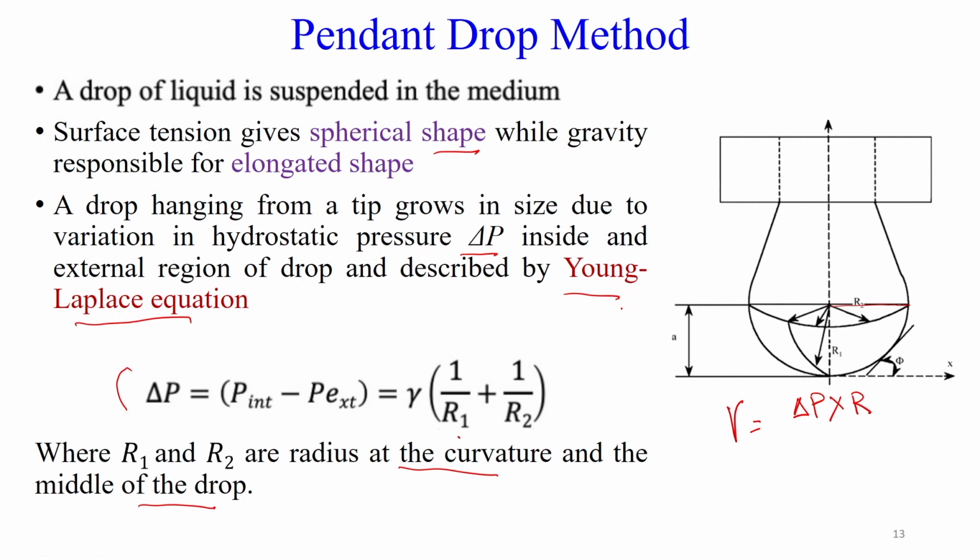So, using the very simple Young-Laplace equation, we have to estimate delta P, and R1 and R2 we can analyze from the shape of that particular static drop, and then we easily estimate the surface tension. So, we estimate delta P, and R1 and R2 from the image of the static drop, then we calculate the surface tension or the interfacial tension.